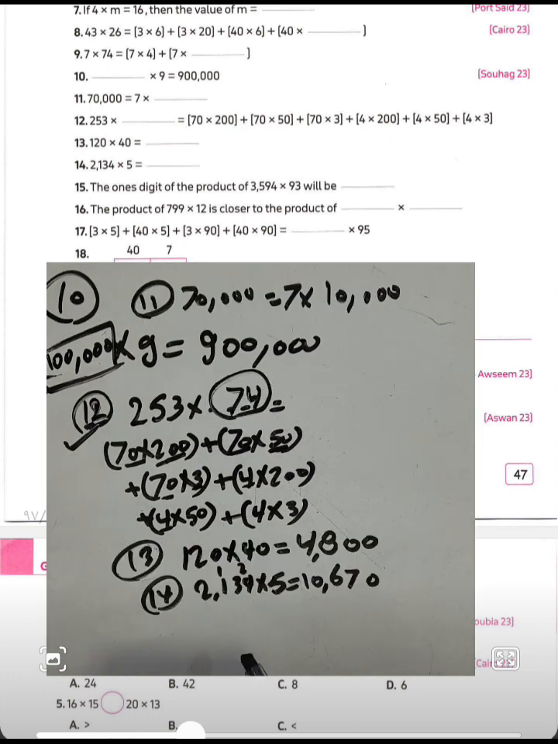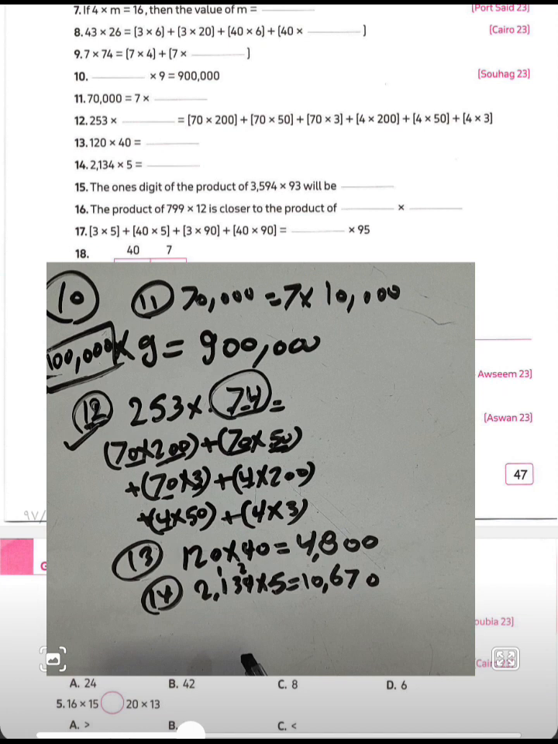Next question, question 13. 120 times 40. Write double zero here, and 4 times 12 equals 48. Then the result will be 4,800. Question 14.